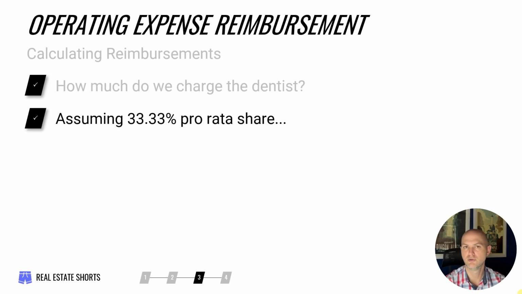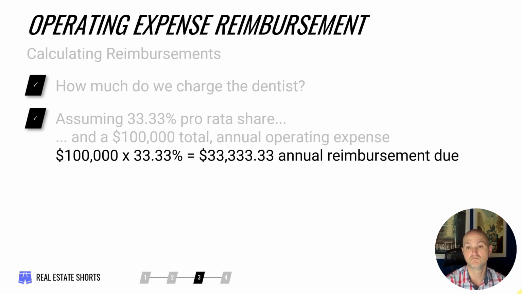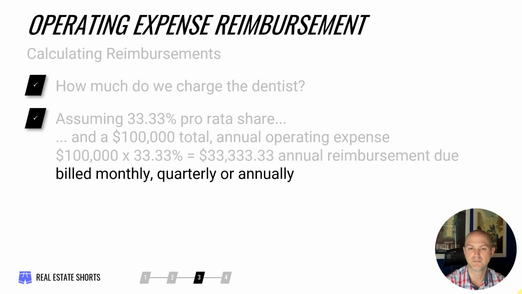Let's follow along with this example. Let's assume that there is a 33% pro rata share associated with the dentist. What if the total operating expenses for the whole year for this building is $100,000? All right, so 1/3 of $100,000 gives us the estimate of reimbursements that are due by the tenant, the amount that the tenant needs to refund back to the landlord.